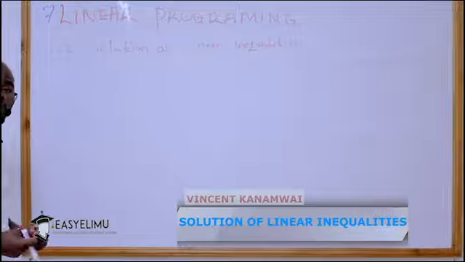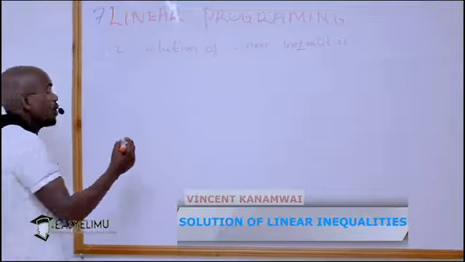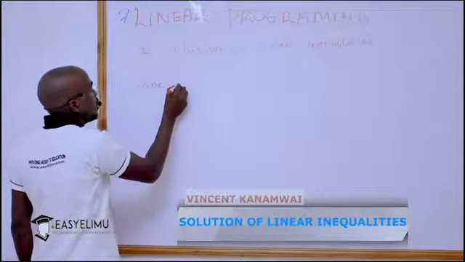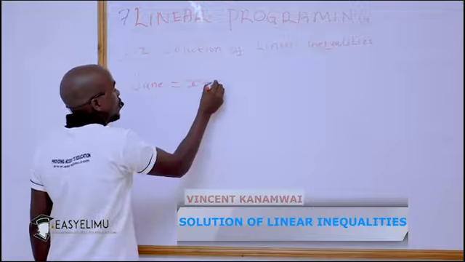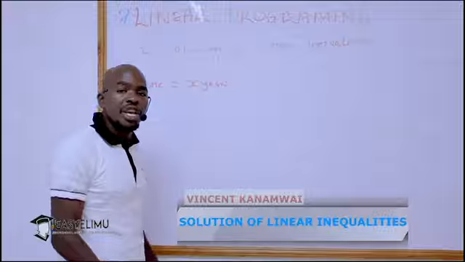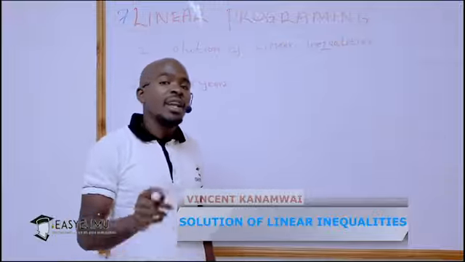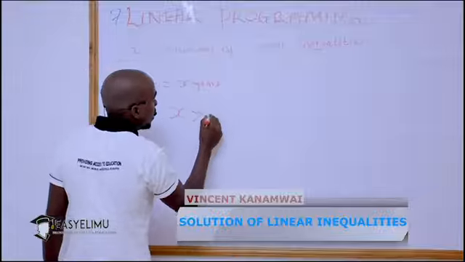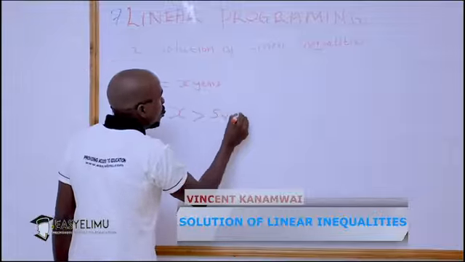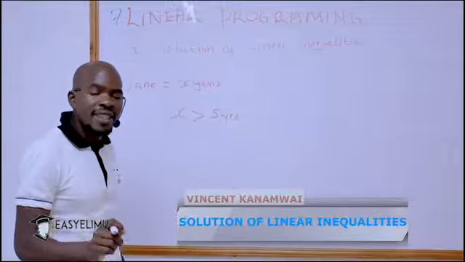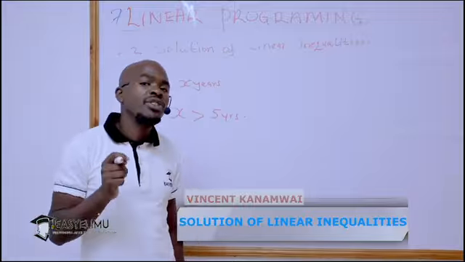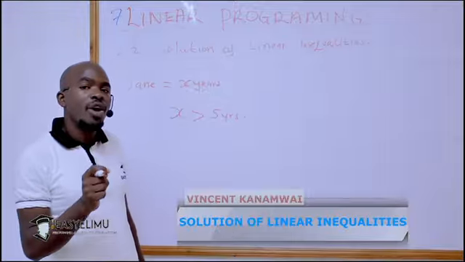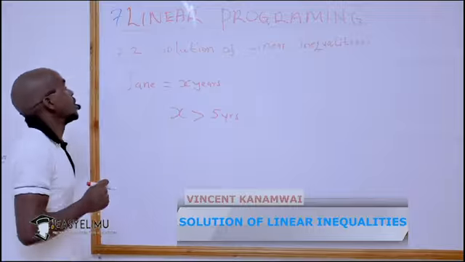What we should first do here is, we have been told that Jane is X years old, but she is not less than 5 years old. So meaning X is greater than or equal to 5. She is not less than 5. What does it mean? She is at least 5 years old.